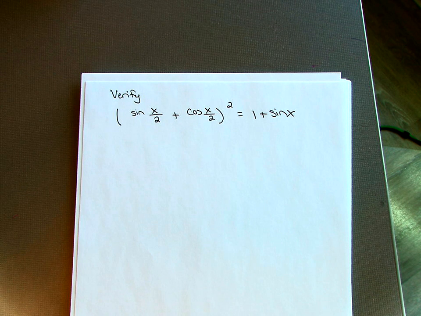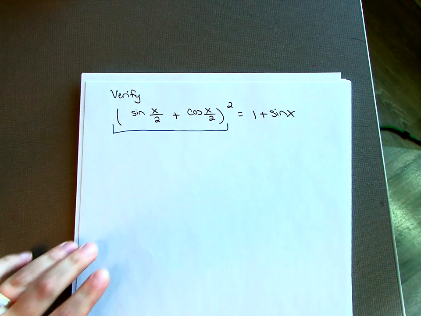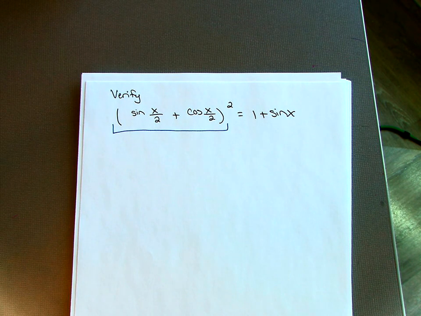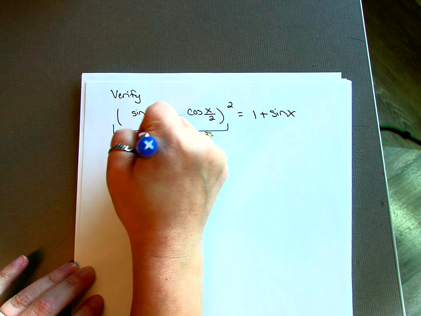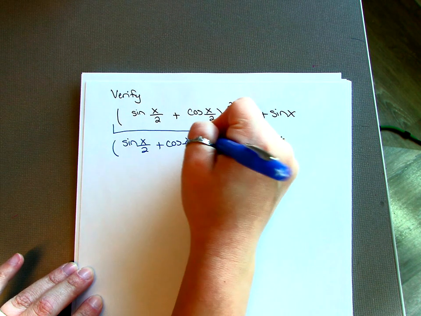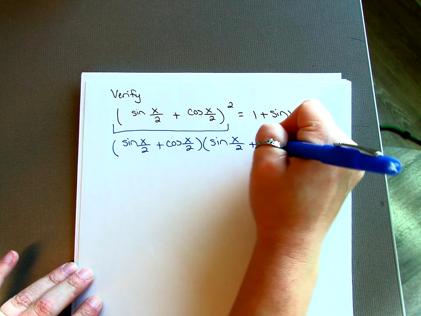One of our hints from previously in this chapter stated that when you don't know what to do, play around with the more complicated side. I would strongly agree that the left side is probably a bit more complicated, because we've got half angles going on and we're squaring stuff. Another helpful hint is when you don't know what else to do, algebra. So I have sine of x over 2 plus cosine of x over 2 quantity squared. That means I have sine of x over 2 plus cosine of x over 2 times sine of x over 2 plus cosine of x over 2, which means we should FOIL.